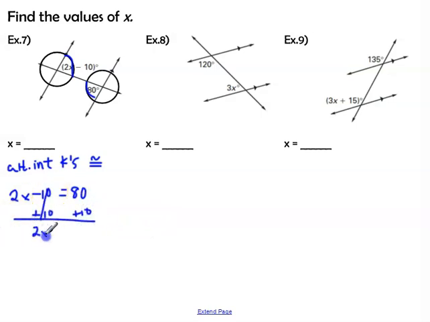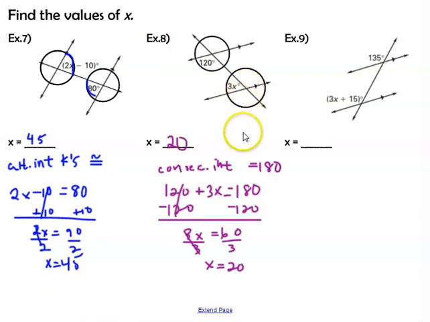Then we have 2x is equal to 90. Divide both sides by 2. And we have x is equal to 45. So our final answer is x equals 45. I want you to go ahead and try example 8 and then check back with me when you're finished.